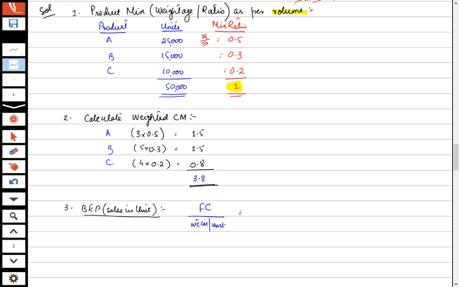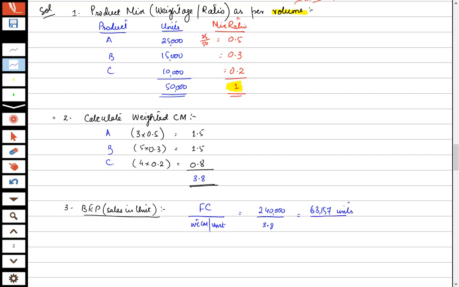Got the key point? Yes. Now our fixed cost was $240,000. So we will write 240,000 divided by our weighted CM, which is 3.8. So for the portfolio of products A, B, and C, the units that we can sell at their given prices will be 63,157 units. These are the break-even units.